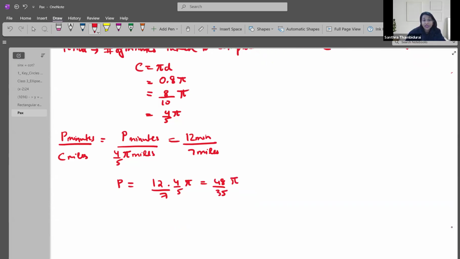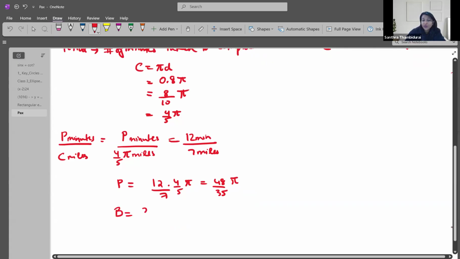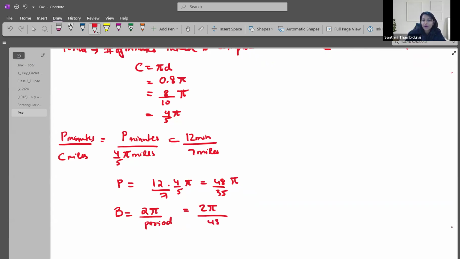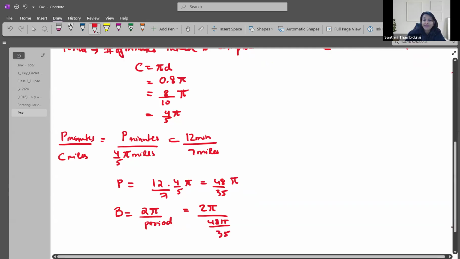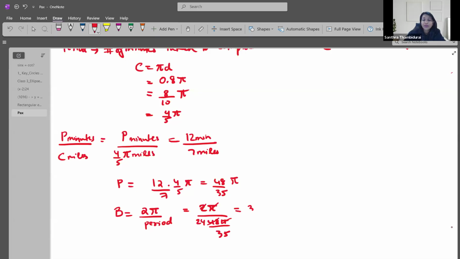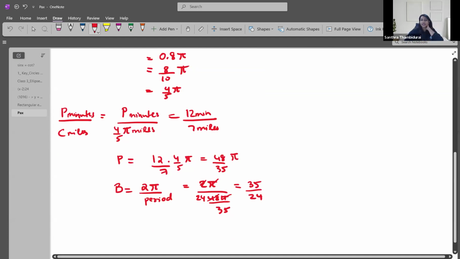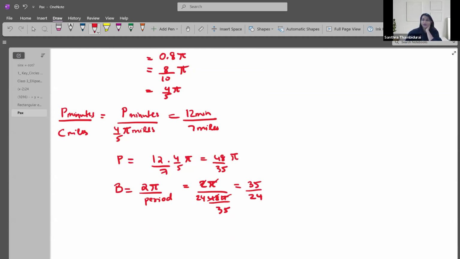Now, if you want to find your b value, you know that your b value is 2 pi over the period for a sine and cosine function. So your b value here would be 2 pi divided by 48 pi over 35, where the pi's get canceled. So basically, it's going to become 35 over 24. That's your b value. Can that be simplified? No, it cannot be simplified. That's the most you can simplify it.